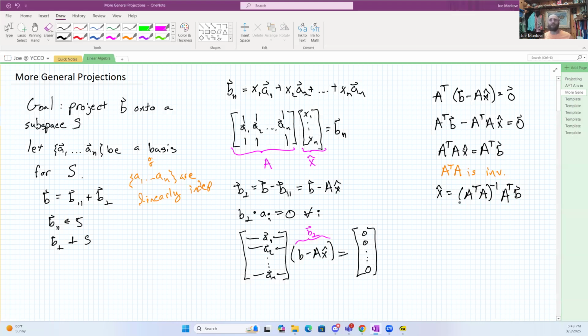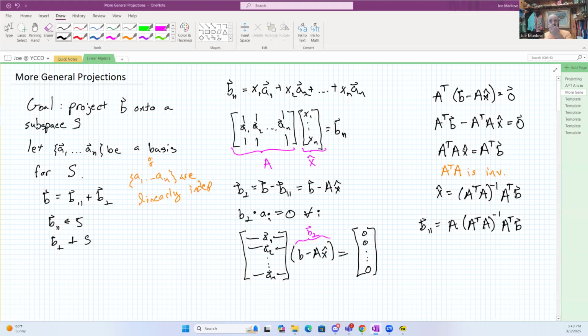Well, nobody asked me about X hat. Where the heck is X hat? Well, X hat was the thing that I multiplied by the matrix A to get B parallel. So I can say, all right, B parallel, the thing I'm kind of interested in here, is equal to A done to A transpose A's inverse done to A transpose of my vector B.